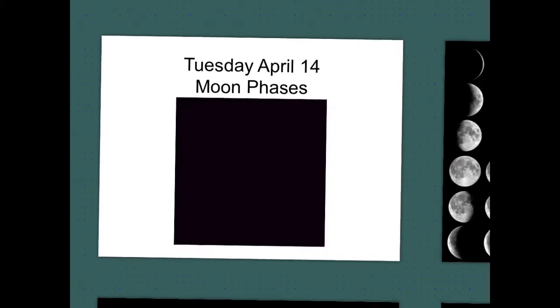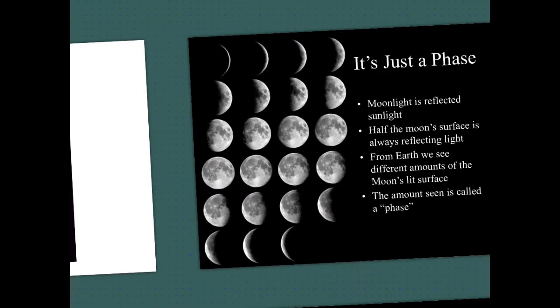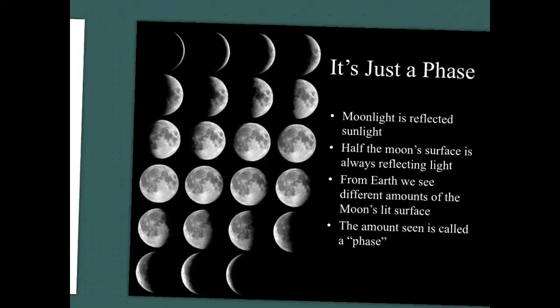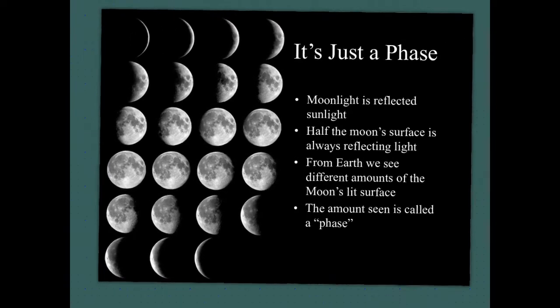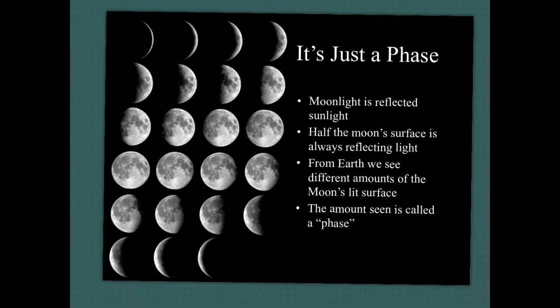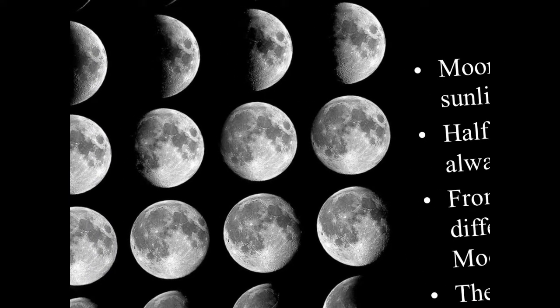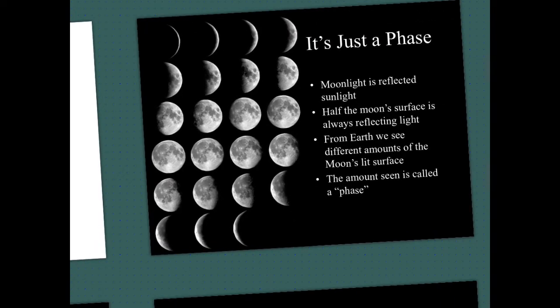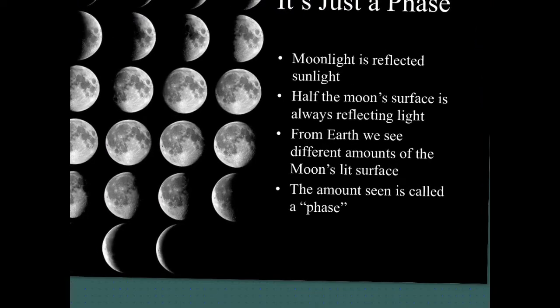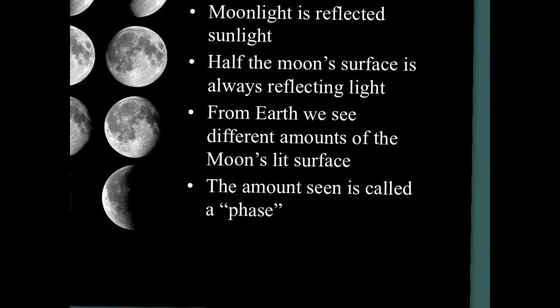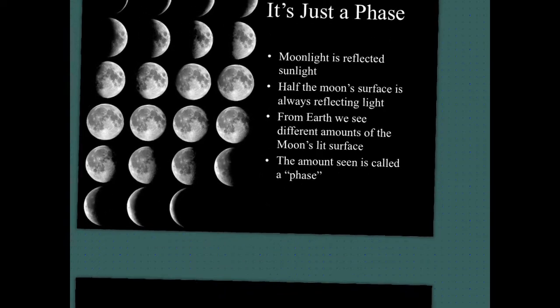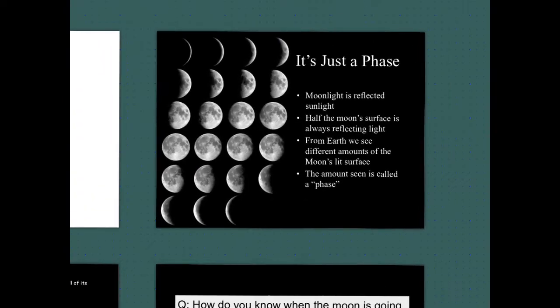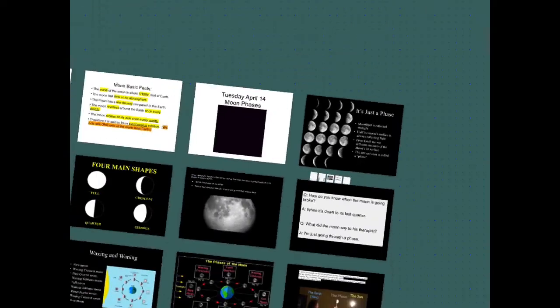So today you're going to learn about moon phases, and one of the things about the light from the moon, it is reflected sunlight. And half the moon's surface is always reflecting light. Even though it looks like we see only 1/4 of the moon, what looks like a full moon is only really half of the moon's light we're seeing. It's always reflected light. It doesn't create its own light. Now, from Earth, we see different amounts of the moon's lit surface, and that's what we're going to learn how to identify. And those amounts that are seen are called the phases. So it's just a phase.